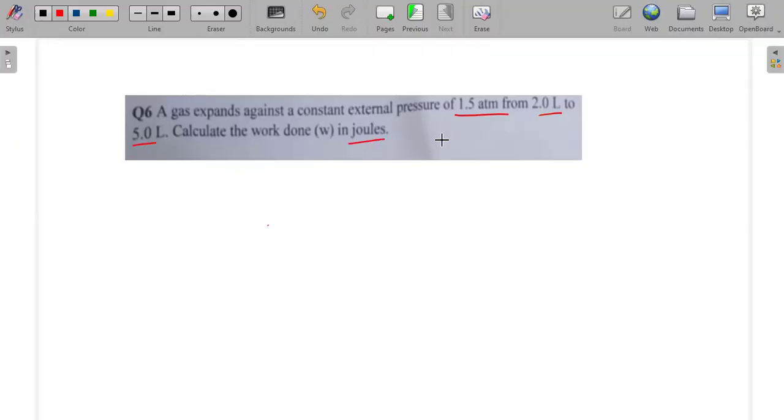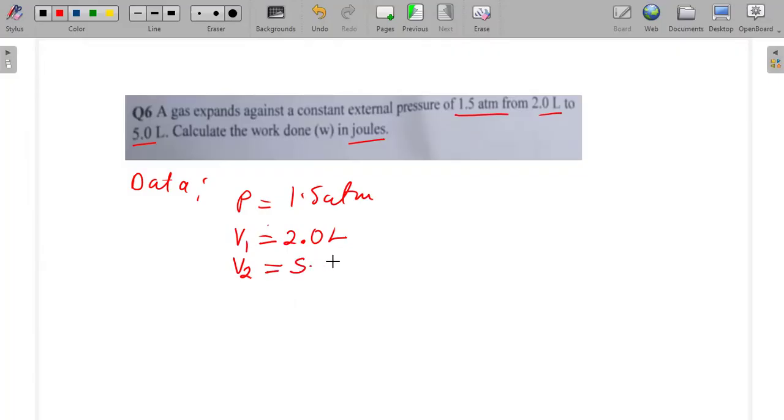Okay, so here we'll be given the pressure of the gas that expands, the external pressure there. So let's collect our data. We are being given the external pressure P to be equal to 1.5 atmosphere. Okay, so that's the external pressure. We've also been given the first volume, V1, to be equal to 2.0 liters. We've also been given the final volume, which is V2, to be equal to 5.0 liters.